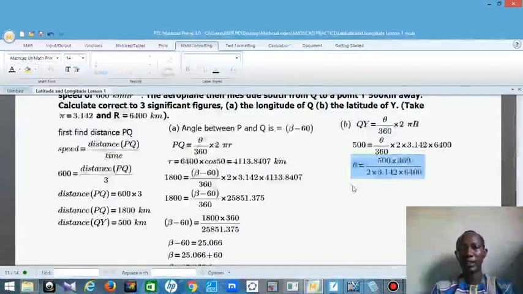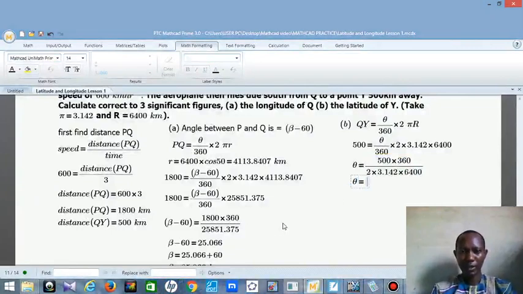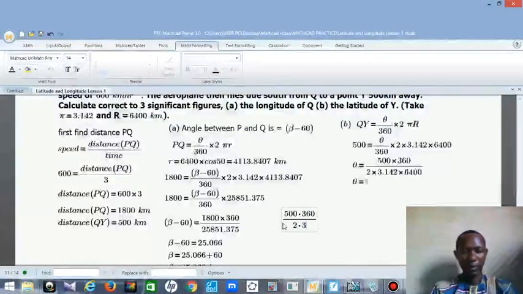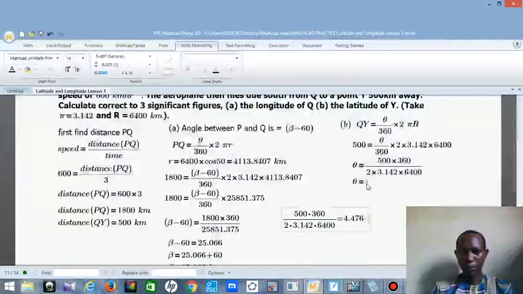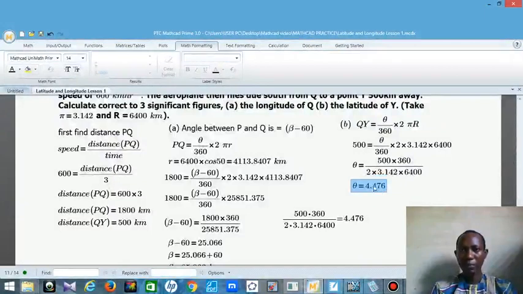Okay, then theta will now be what? Let's do it fast with our calculator. 500 times 360 divided by 2 times 3.142 times 6,400. So it's giving us 4.476. So this is the angle. So the angle between Q and Y is about 4 degrees.